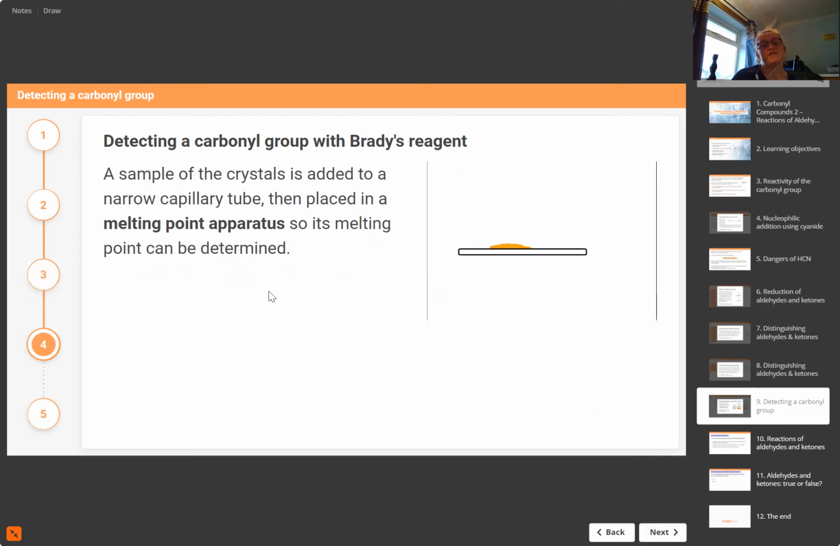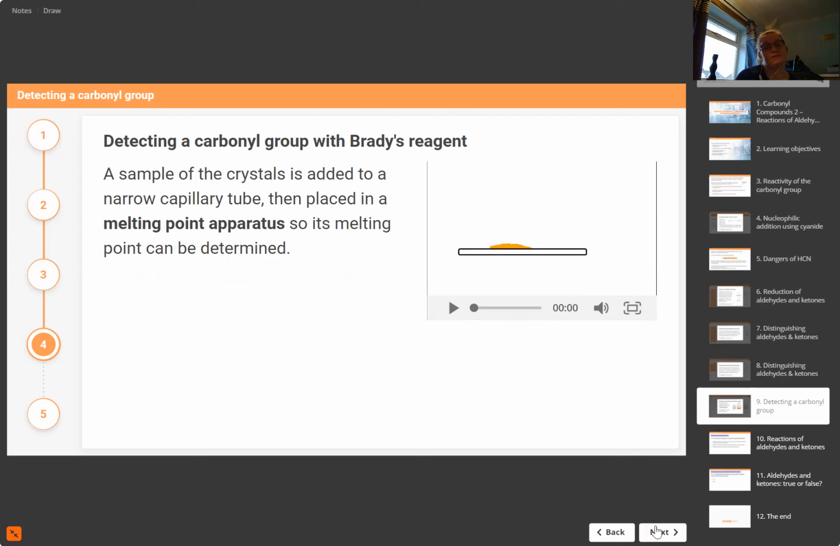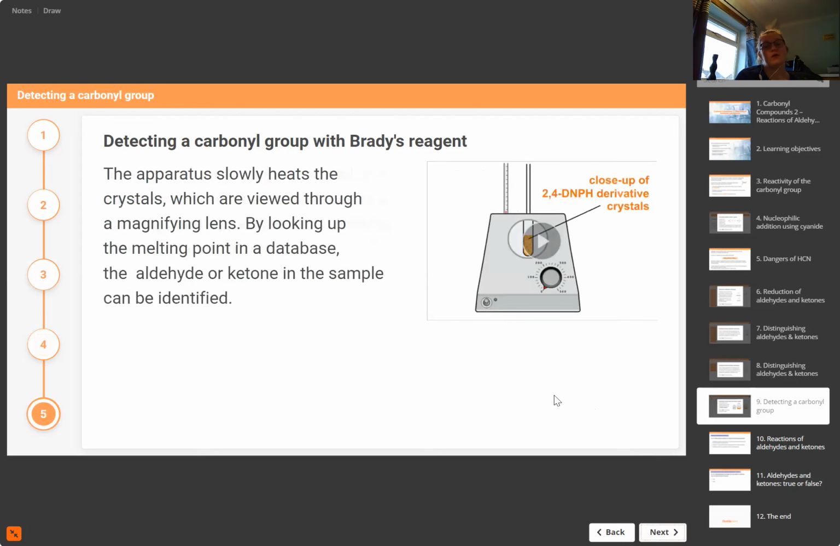So finally, a sample of these crystals can then be added to a narrow capillary tube and then placed in a melting point apparatus. And so this allows us to measure the melting point of the crystals. Once we know the melting point, we can then find out if it's got a carbonyl group in.